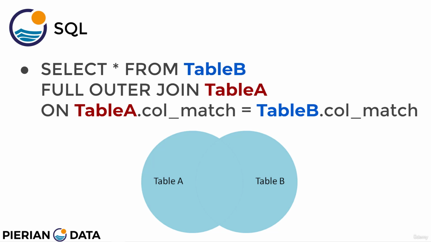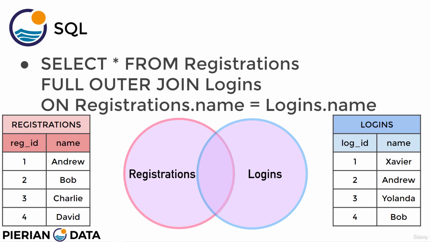Notice that it doesn't really matter if the order of table B and table A is switched here, because this is completely symmetrical. Because this Venn diagram is symmetrical, you can switch the table order because you're going to grab everything anyway. Let's take a look at this. The actual syntax here would be select all the columns from registrations, perform a full outer join on logins on registrations.name equal to logins.name. So let's see how SQL thinks about this in the background.